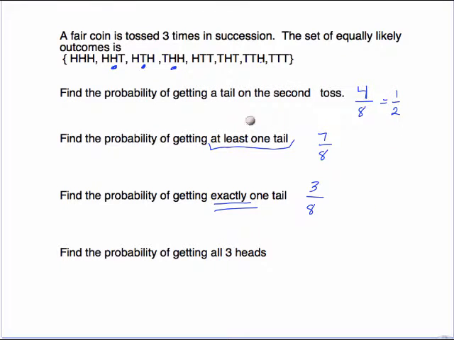And now we want the probability of getting all 3 heads. Well, there's only one place where it's all 3 heads, and it's right there. That's 1 out of 8.